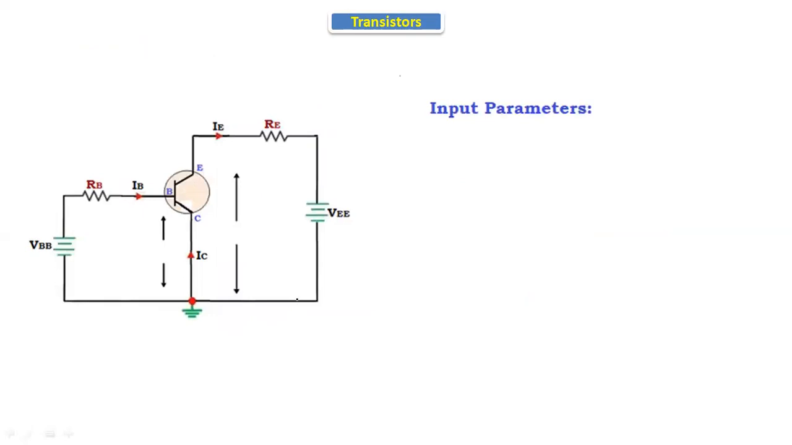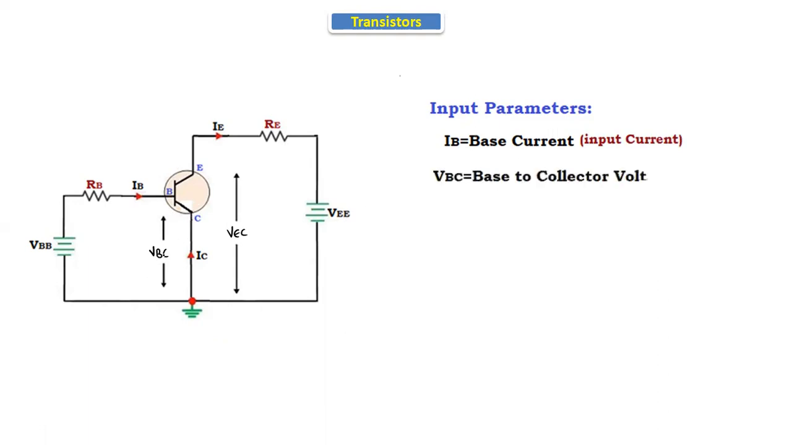Now, let's see what the input parameters are. This is VBC and it is VEC. If you see the transistor, the left side parameters are called the input parameters and the right side parameters are called the output parameters. In the input, this is the base current. This is called the input current. IB is the base current, that is the input current. Next, VBC is called the base to collector voltage and it is the input voltage. This is the input voltage and this is the input current.